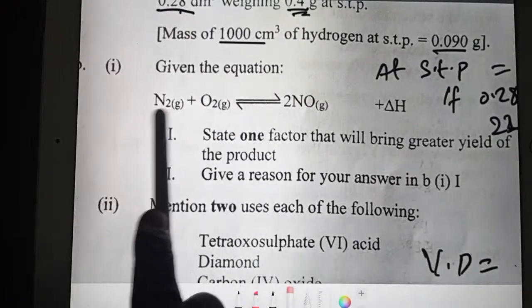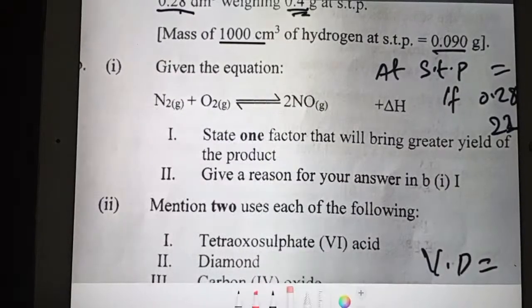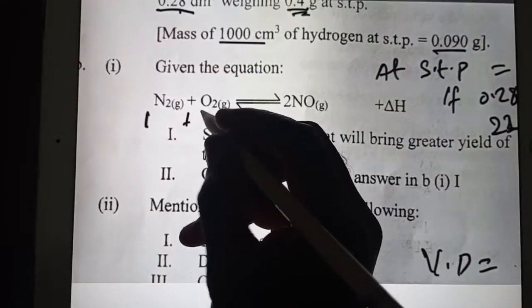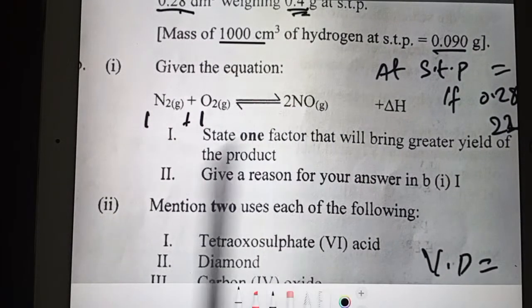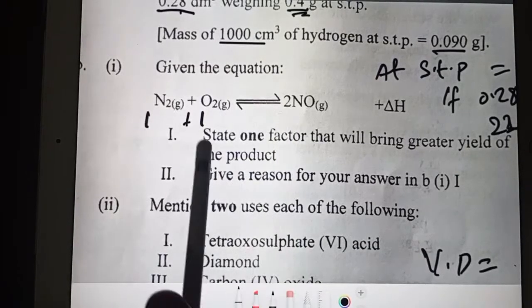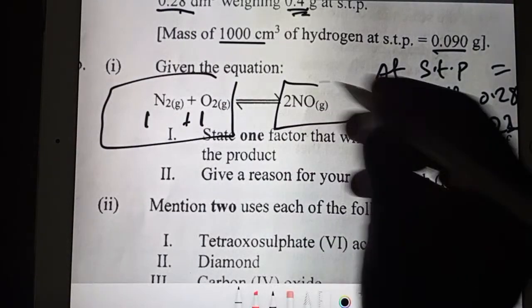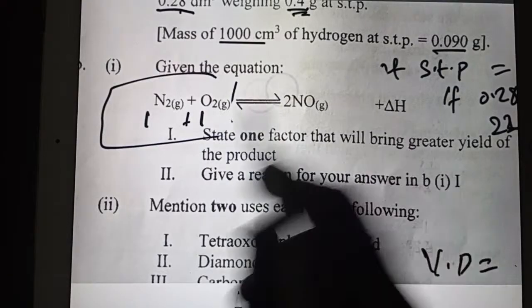If you look here, watch how many moles are here. 1 mole of nitrogen gas plus 1 mole of oxygen. 1 plus 1 is 2. And here we have 2 moles of nitrogen oxide. So the total mole on this side is 2 and the total mole on this side is 2. So when there are equal number of moles of gases, pressure changes will have no effect.